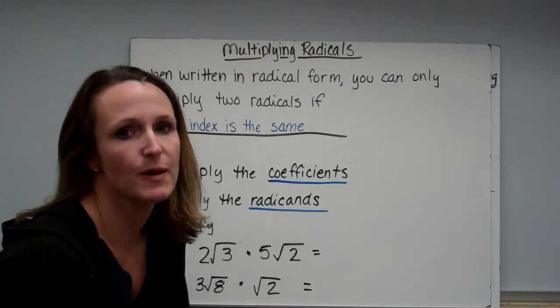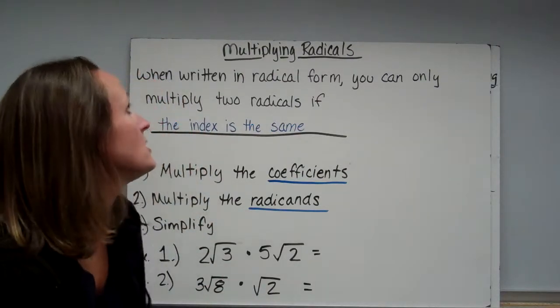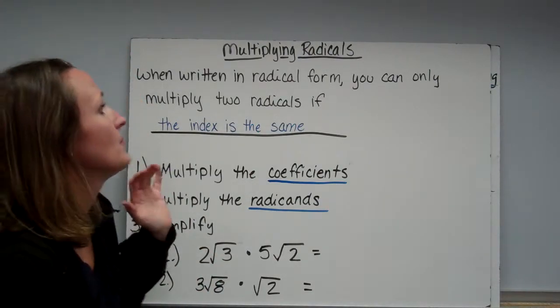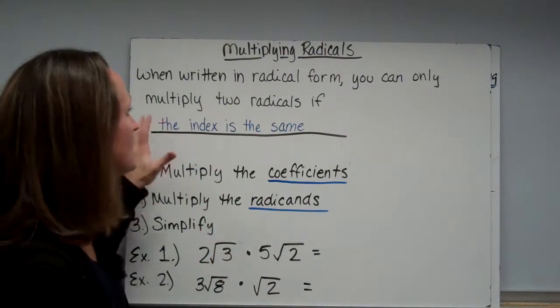In this video we're going to talk about multiplying radicals. We're also going to talk about adding and subtracting radicals. But first, multiplying. So when you're multiplying radicals, if it's written in radical form, you can only multiply the radicals if the index is the same.